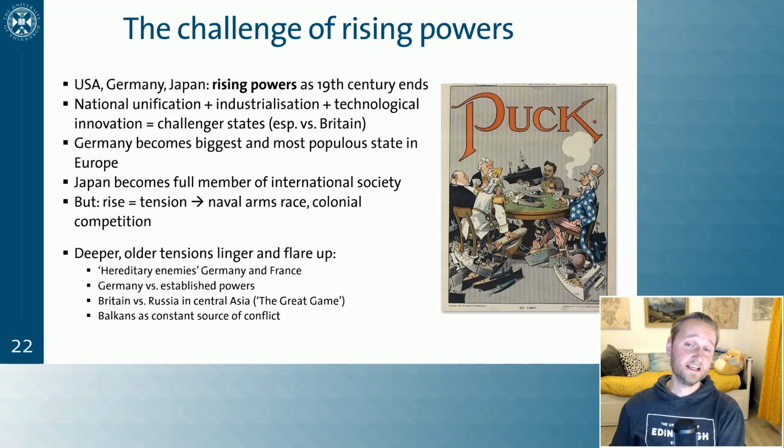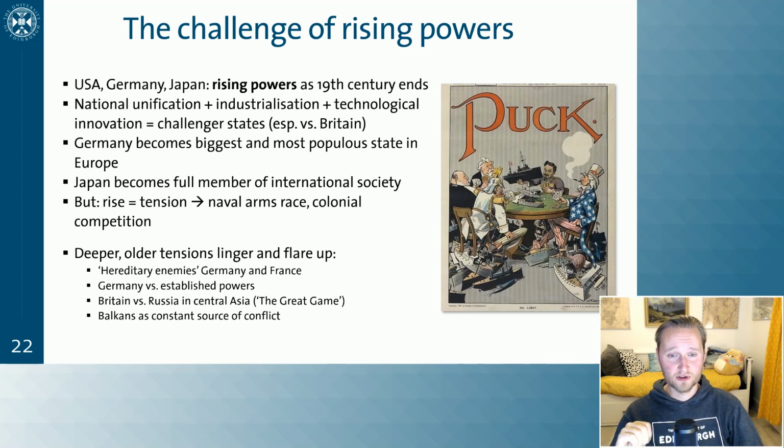So we had a couple of nations, of course, that were pushing against the ceiling of the established powers. Chief among them were the United States, Germany, and Japan. And they all had gone through periods of national unification. They had gone through rapid processes of industrialization and technological innovation. And that means that they could credibly challenge the established states. That was especially Britain at the time. So this tension at first took the shape of a naval arms race.